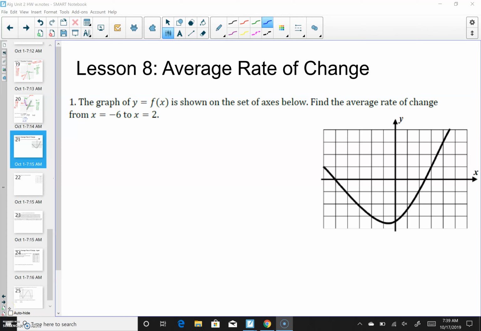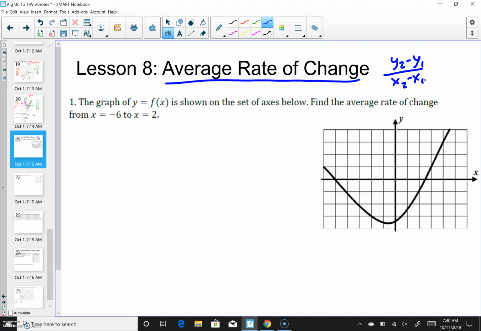For Lesson 8's homework on average rate of change, we want to identify how we find the average rate of change over different types of functions, from equations to graphs, tables, and stuff like that. So the first thing we want to make sure of is that when we see average rate of change, the first thing that pops into our head is y2 minus y1 over x2 minus x1. We really have to get that formula into our head.